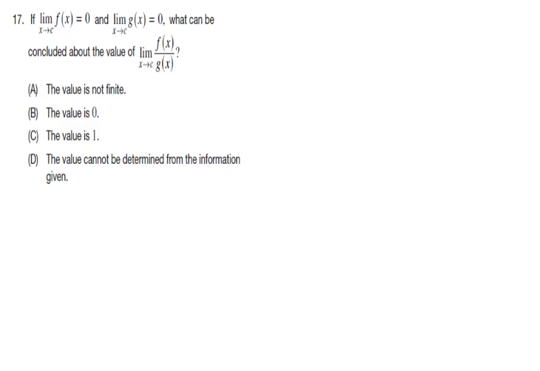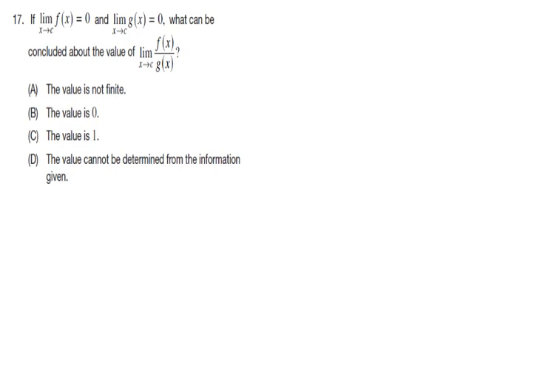My problem number 17. This is a limit problem which is also part of calculus, and it reads this way. If the limit as x approaches c of f of x is 0 and the limit as x approaches c of g of x is equal to 0, then what can be concluded about the value of the limit as x approaches c of f of x over g of x?